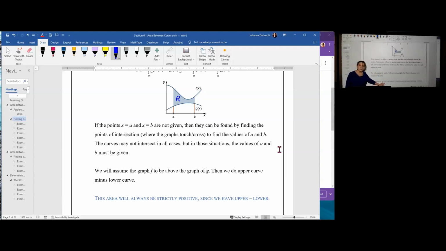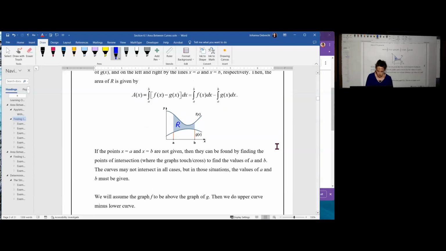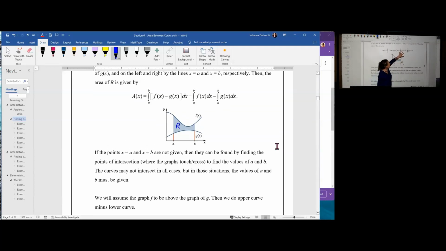This area is always going to be strictly positive. Now, realize, of course, from the formula that this represents the net area of the function f, and this represents the net area of the function g. So why should it come up positive? Well, because the graph of f is above g, then we know that the net area for f of x must be greater than the net area for g of x. And so the area between the two curves will come out positive.